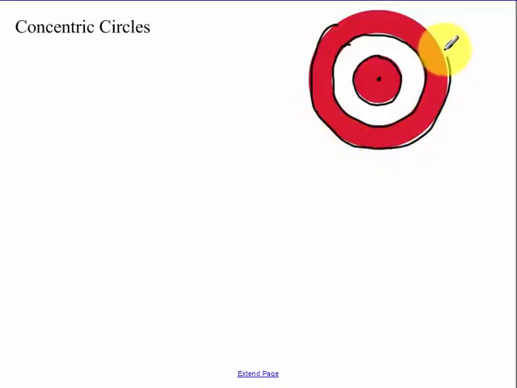Concentric circles, I have the target symbol there. Okay? It's a bunch of circles that have the same center but different radii. There I have one circle. There, this circle here shares that common center but has a different radius length. Here, our third one, another circle. That same center, but different radii lengths.